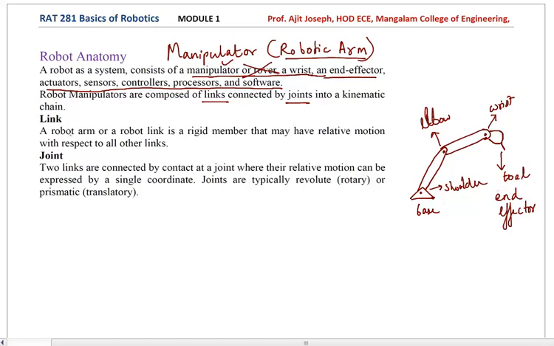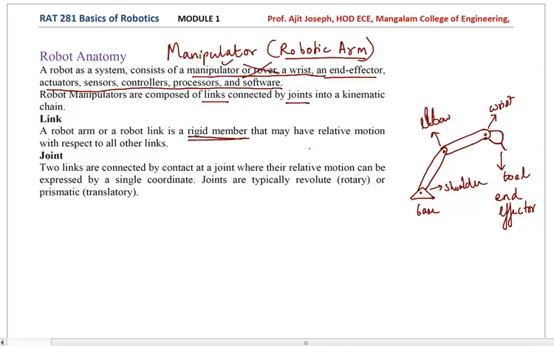Okay. So a link, a robot arm or robot link, is a rigid member. So what is the meaning of rigid member? Rigid member means it is very strong. It does not change its shape. Because once you have a link which is not very strong and it changes its shape, then the accuracy of the tool will suffer a lot. So the accuracy won't be good. So the link should be a rigid piece of metal or any other material, but it should be rigid. Rigid means one which does not deform under pressure.